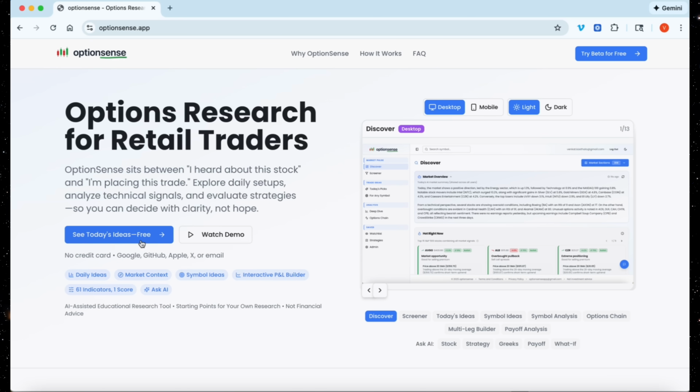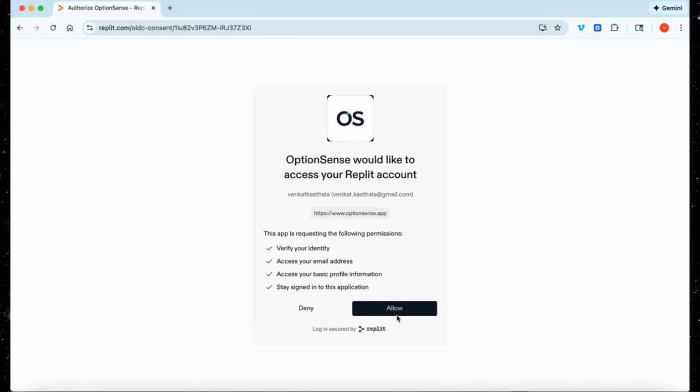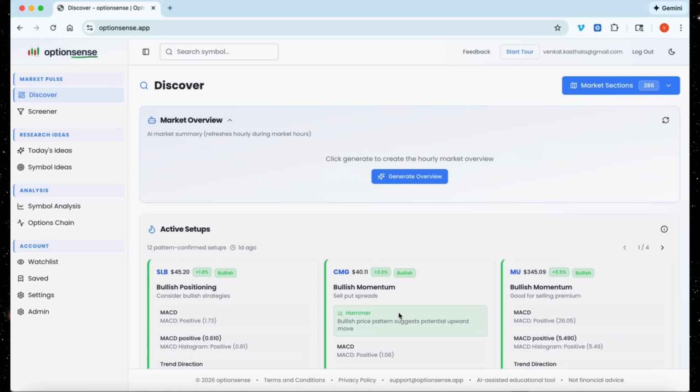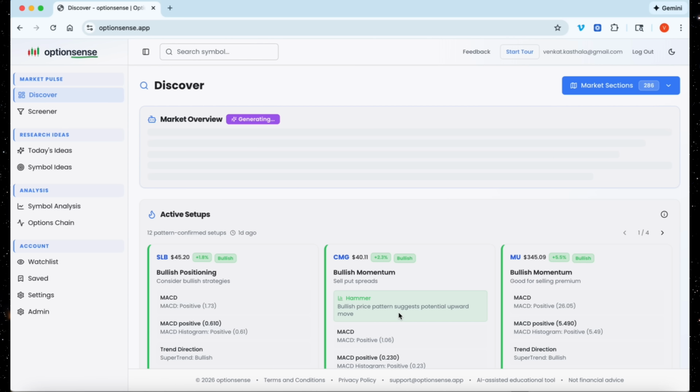You've got a stock on your radar. You know where you think it's going, bullish or bearish. But then comes the hard part, choosing the right strategy. Do you buy long calls or sell credit spreads? Which strike, which expiration? This is where most options traders get stuck.